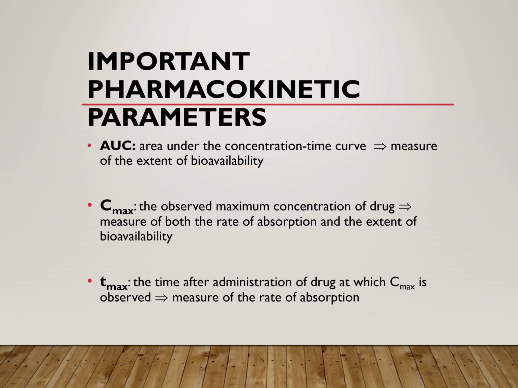Next is Cmax. So what is Cmax? It measures both the rate of absorption and the extent of bioavailability, and we can call it the maximum concentration of drug in systemic circulation. What is Tmax? Tmax is a measure of the rate of absorption. Simply, it is the time calculated after administration of the drug at which maximum absorption of drug is observed.